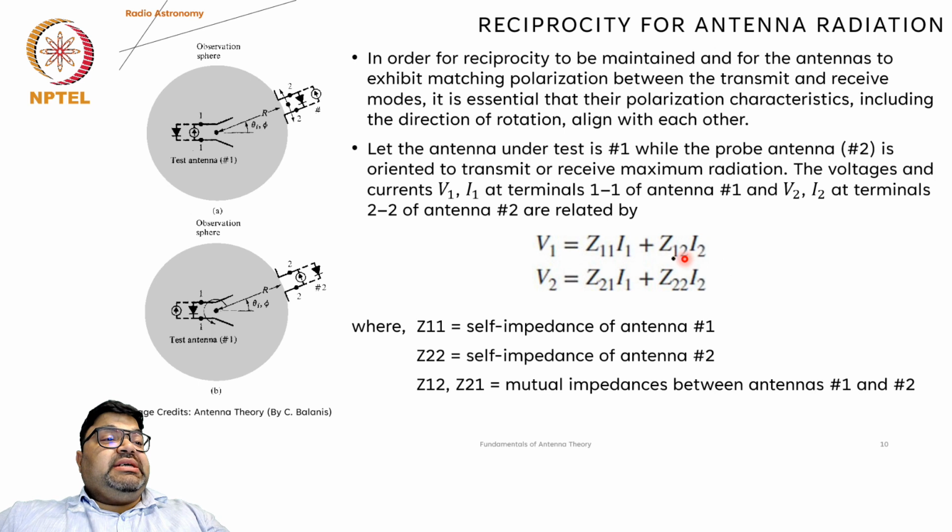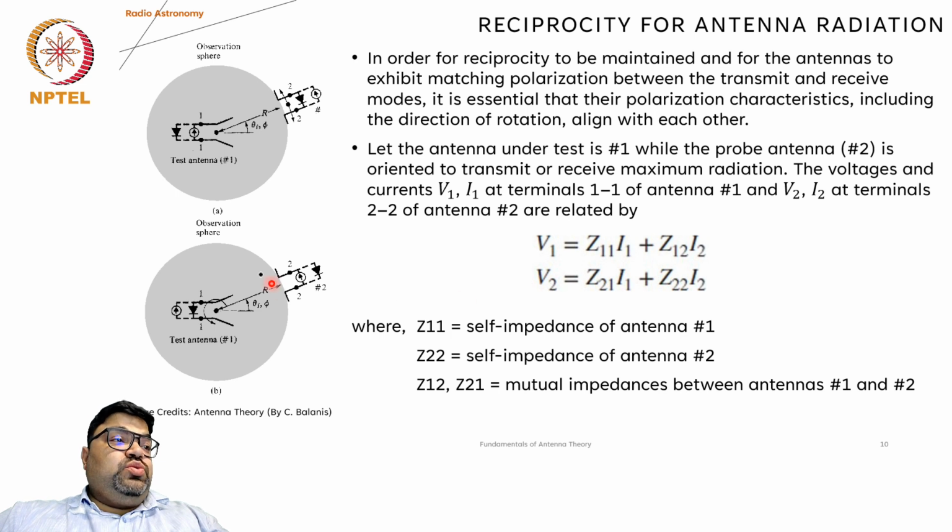Okay, so if all the radiation emitted by antenna 2 is captured by antenna 1, then the following has to be true. V1, which is in antenna 1, is equal to Z11 I1, which is the self term, plus Z12, the mutual term, times I2, because they are coupled. I2 is generating the radiation which is coming in from 2 and incident on 1.